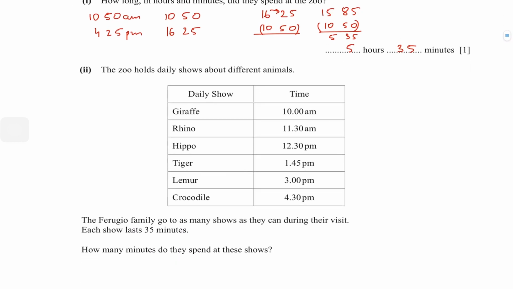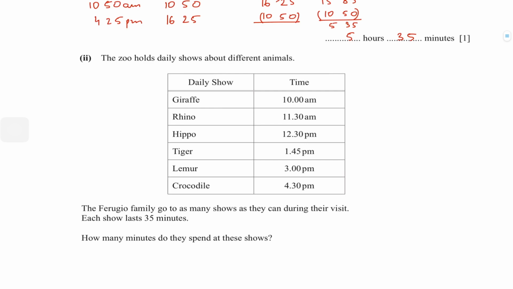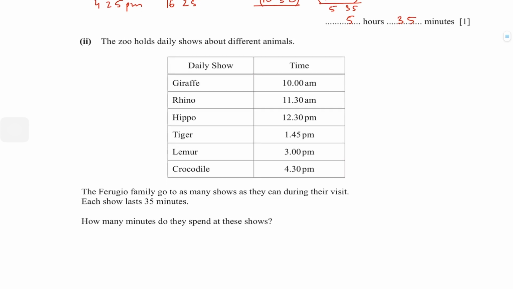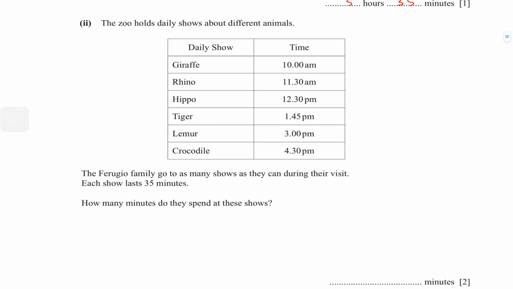The next part says the zoo holds daily shows about different animals. Okay, the Fergie family go to as many shows as they can during their visit. Each show lasts 35 minutes. How many minutes do they spend at these shows?